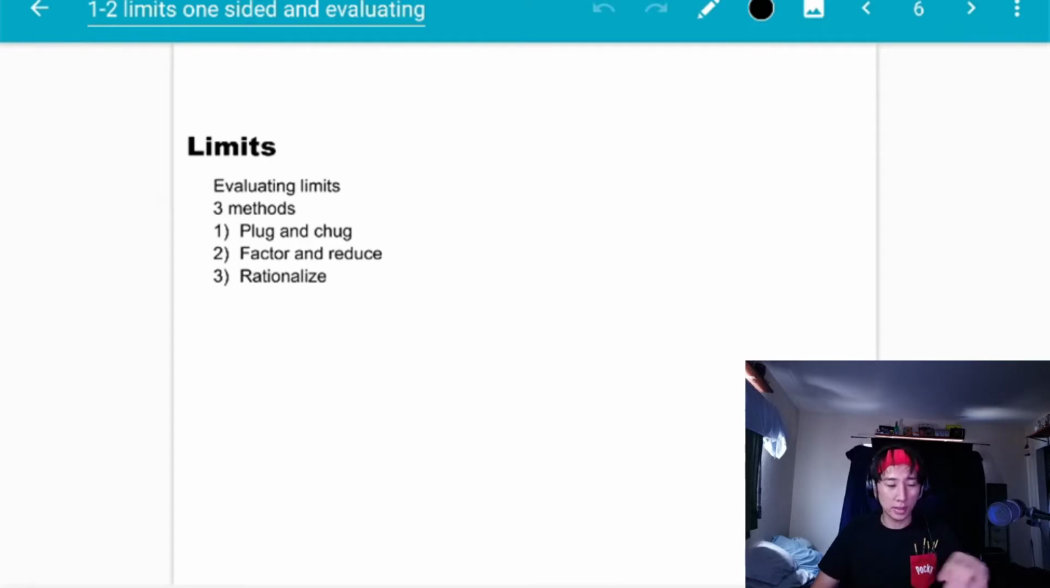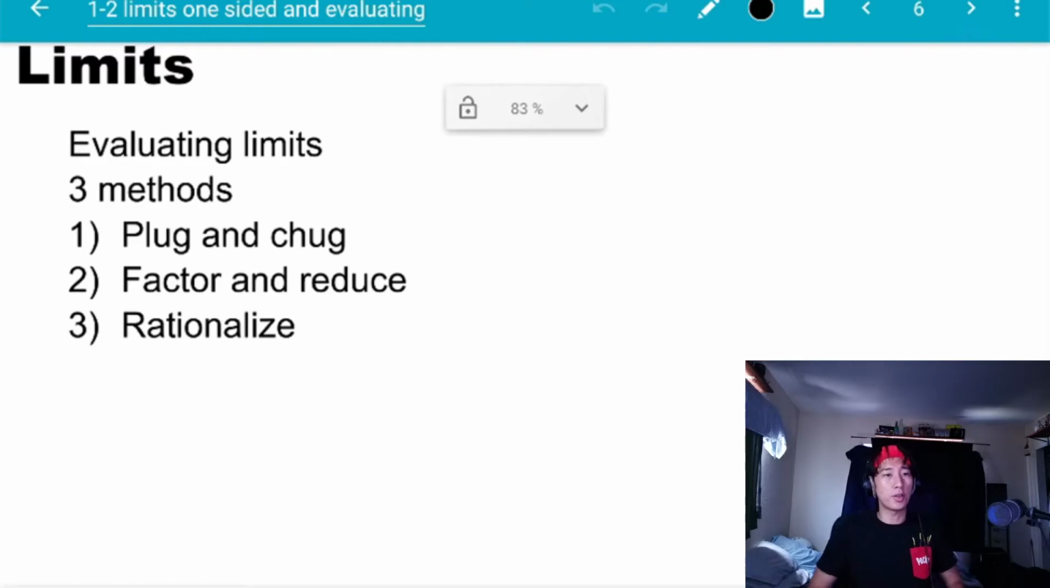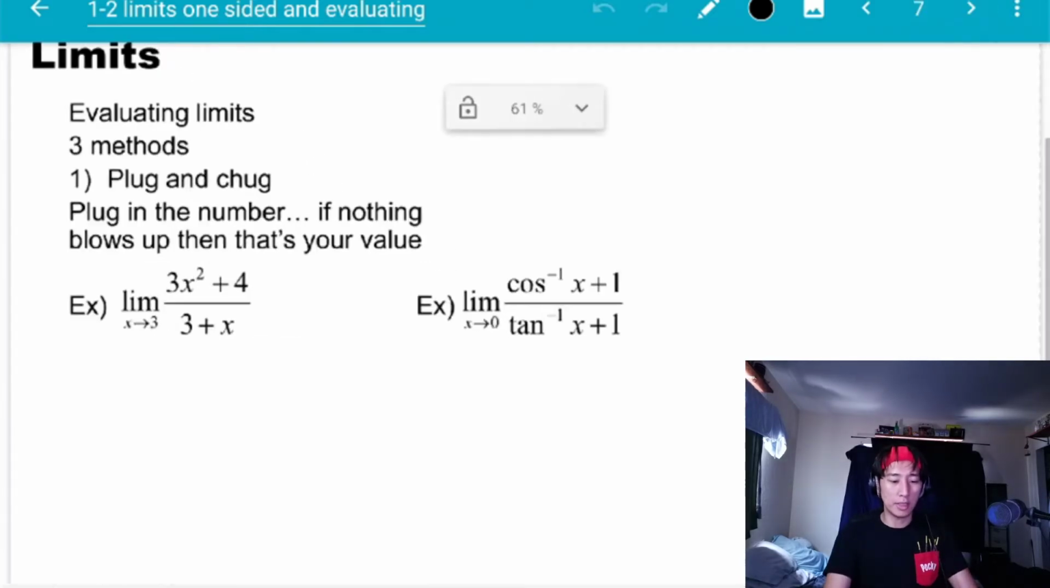Okay. Next, we're going to be talking about evaluating limits algebraically. There are 3 ways that we can evaluate limits. Number 1 is plug and chug. Number 2 is factor and reduce. And number 3 is rationalize. These are your 3 tools that you're going to be using quite often whenever you're evaluating limits. Very rarely are you going to graph limits. Sometimes it happens, but for the most part it is going to be algebraic. So let's look at each of the different methods.